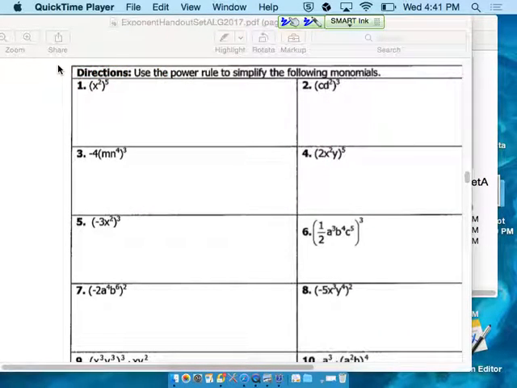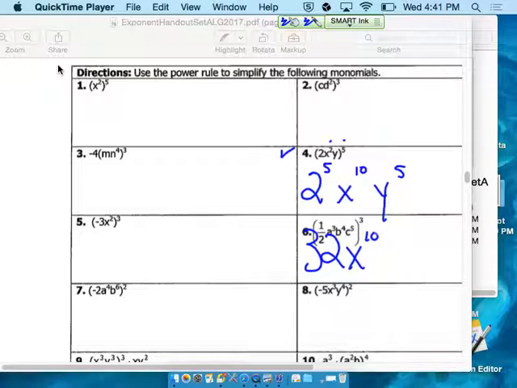Let's look at number 4 together. This expression is raised to the 5th power, so I've got 2 raised to the 5th. X is already squared, raising it to the 5th, so I'm multiplying, and then y raised to the power of 5. And then I would go ahead and write 2 to the 5th as the number 32, x^10, y^5. Let's do one with the fraction in it.